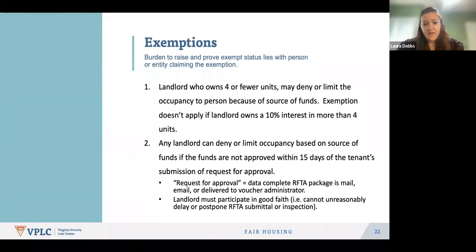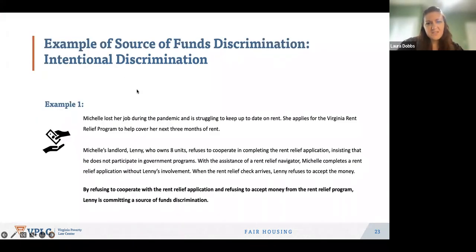However, that landlord has to participate in good faith. They can't set up unreasonable barriers such as being slow in getting their part of the paperwork together, or denying access to people to actually do the inspection. They can't use backdoor methods to skirt around and try to stretch out that time for approval. And so what does source of funds discrimination look like?